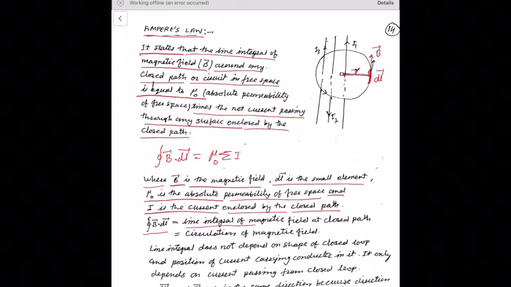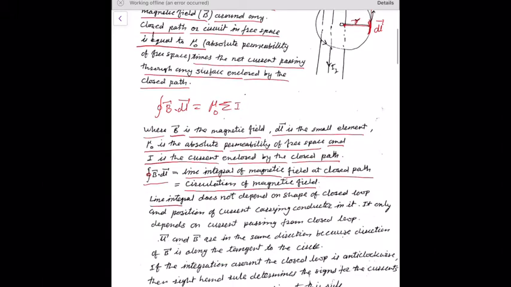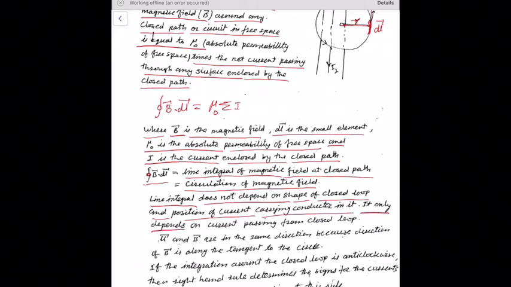The line integral of B vector dot dl vector is equal to the line integral of the magnetic field around the closed path. Here it represents the closed path, and it is equal to the circulation of the magnetic field. The line integral does not depend on the shape of the closed loop and the position of the current carrying conductor in it. It only depends on the current passing through the closed loop.